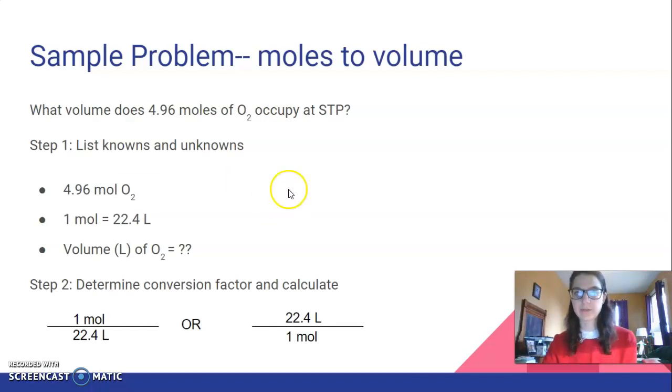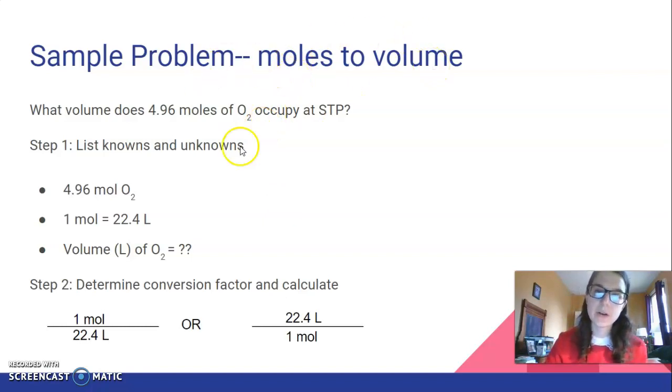Another problem we could get from this is going the opposite way, from moles to volume. What volume does 4.96 moles of O2 occupy at standard temperature and pressure? Again, 2 important things to note. O2 is a diatomic element, so that's why it exists as O2 and not just O. And STP means that we can use this conversion factor of 1 mole compared to 22.4 liters.